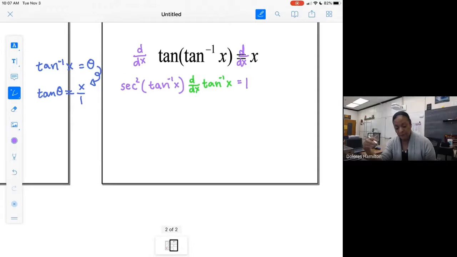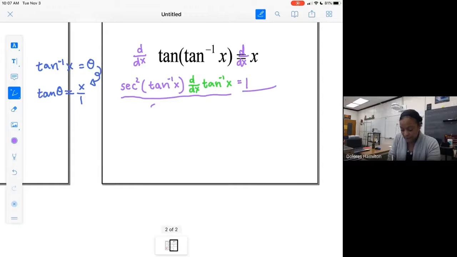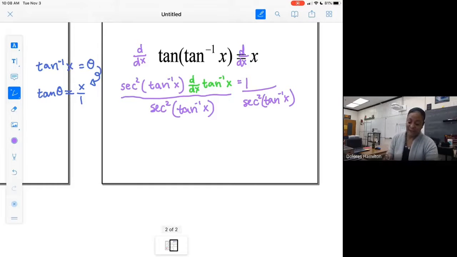So the derivative of tan is secant squared. The next step was writing secant squared of inverse tan of x times, in green, the derivative of inverse tan of x. I hope you'll notice that I want to get green by itself. So we're going to end up dividing both sides by secant squared of inverse tan of x. I'm going to take you over now to the blue side. If inverse tan of x is theta, then tan of theta has to equal x.